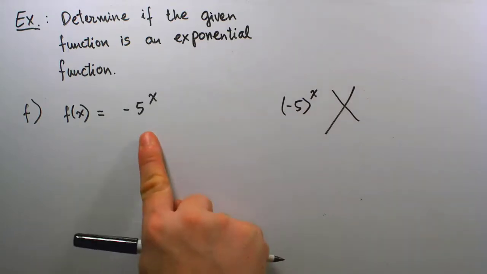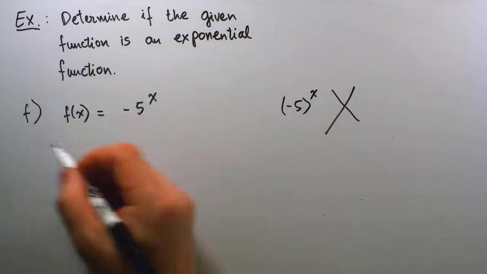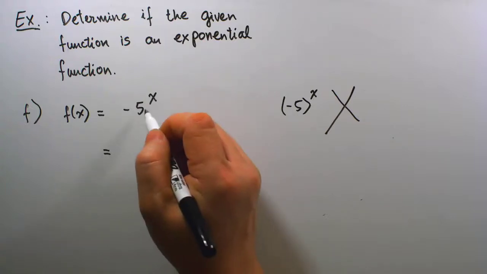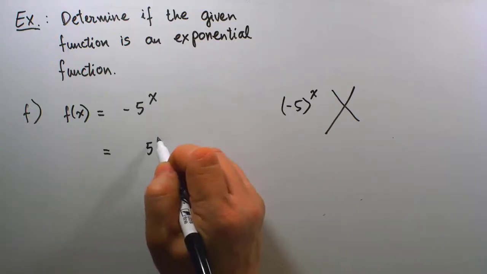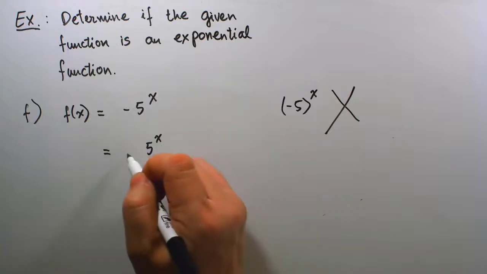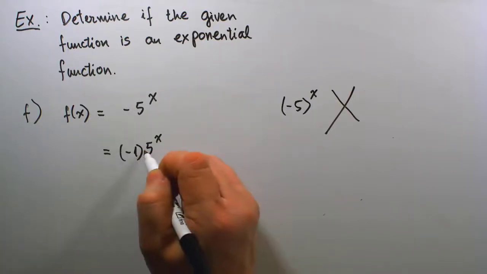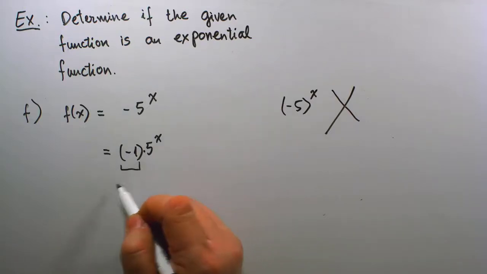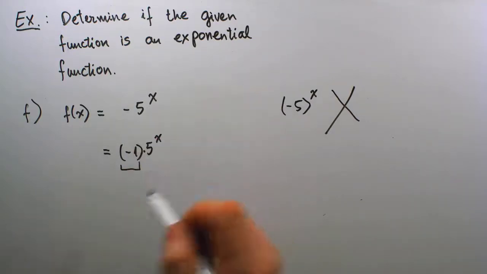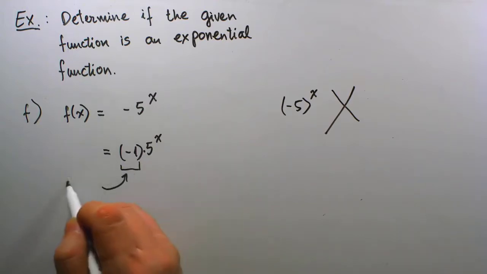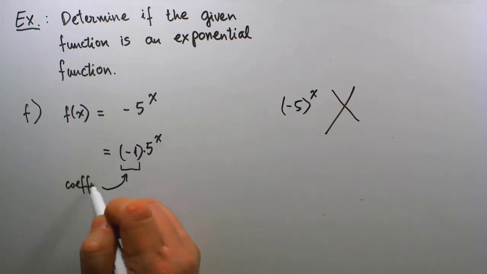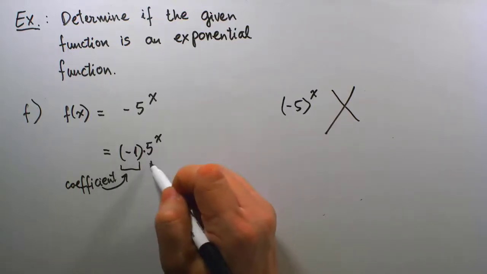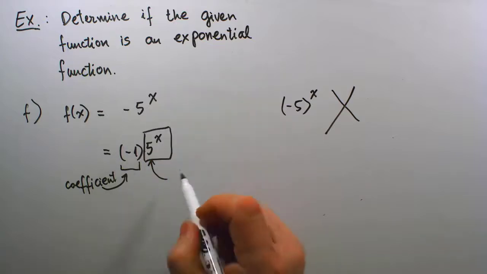But here, connecting with the problem in part E that we have just finished, the way I see this function is indeed base 5 raised to the x. And what explains the negative sign? It means a negative 1 times 5 to the x. And so now I see this negative 1, or for short, the negative sign, as just the coefficient. So it's the coefficient, and this part right here is our exponential.